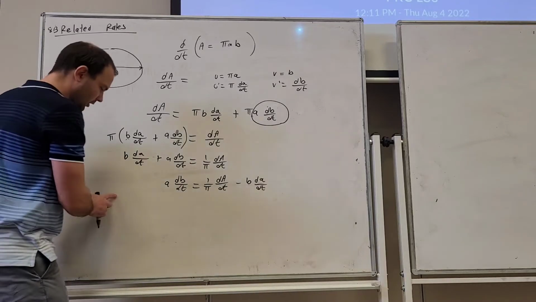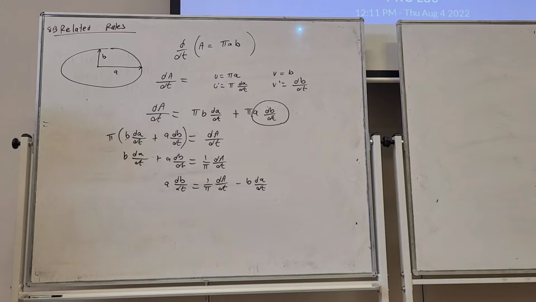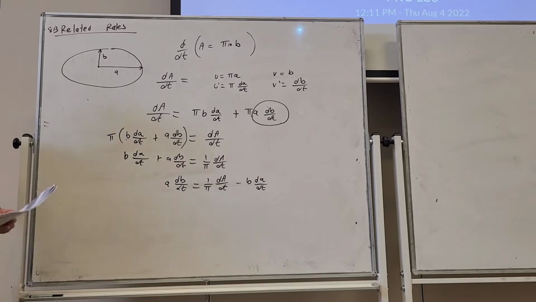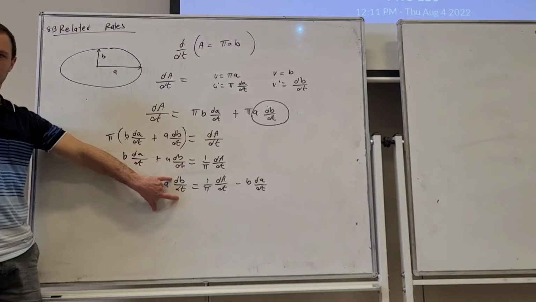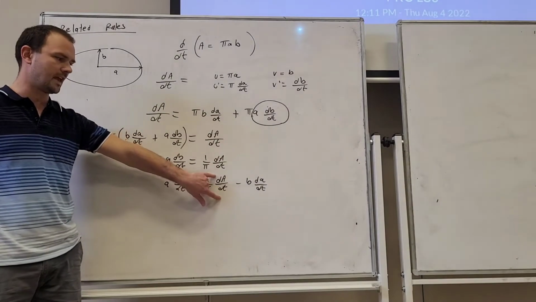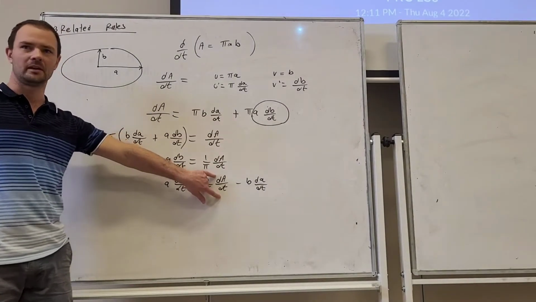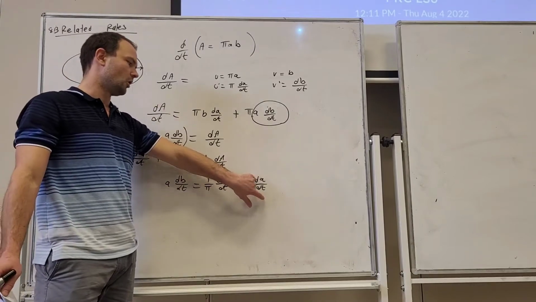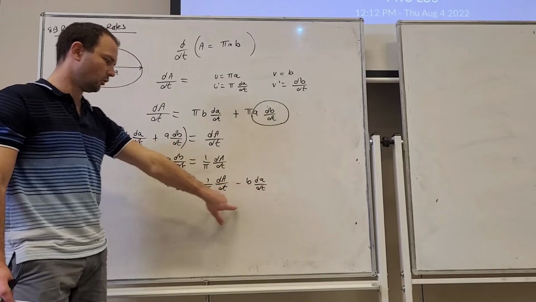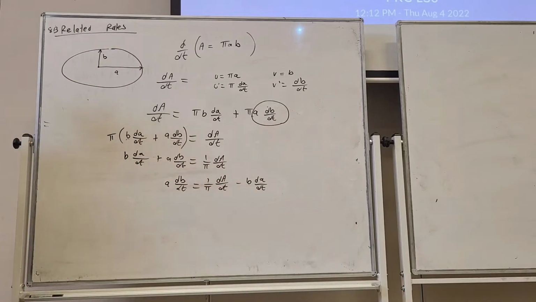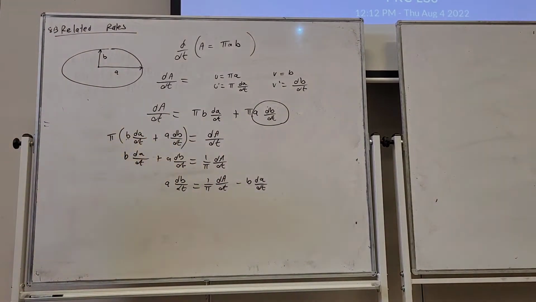Okay. So what is this equation telling us? It's telling us the rate of change of B with regards to T being equal to the rate of change of the area with regards to T being equal to the rate of change of the horizontal axis with regards to T. So they're all linked. That's the rate at which they're changing. And we're going to use that.